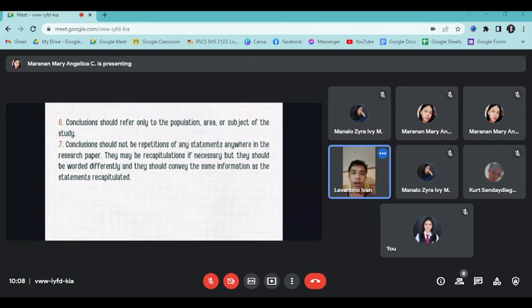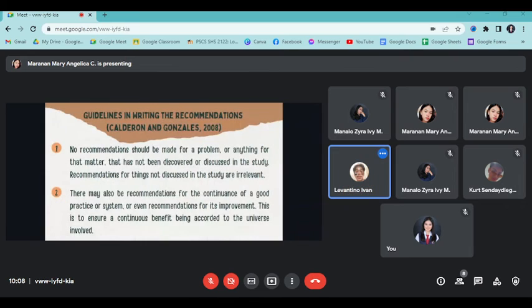Number six, conclusion should be referred only to the population, area, or subject of the study. And lastly, conclusion should not be repetitions of any statement anywhere in the research paper. They may be recapitulations if necessary, but they should be worded differently and they should convey the same information as the statements recapitulated.